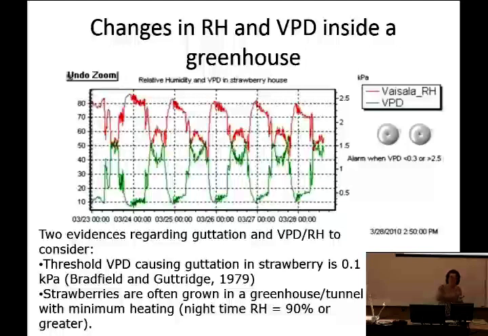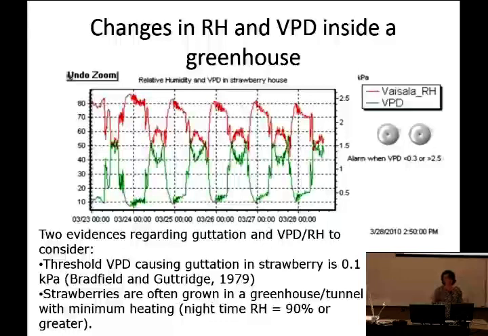That pulling force probably disappears, or very much disappears, almost under high humidity. In that case, root pressure can dominate and then you have guttation. So the literature was saying, in 1979, the critical VPD in the air to see strawberry guttation is 0.1 kilopascal or less.